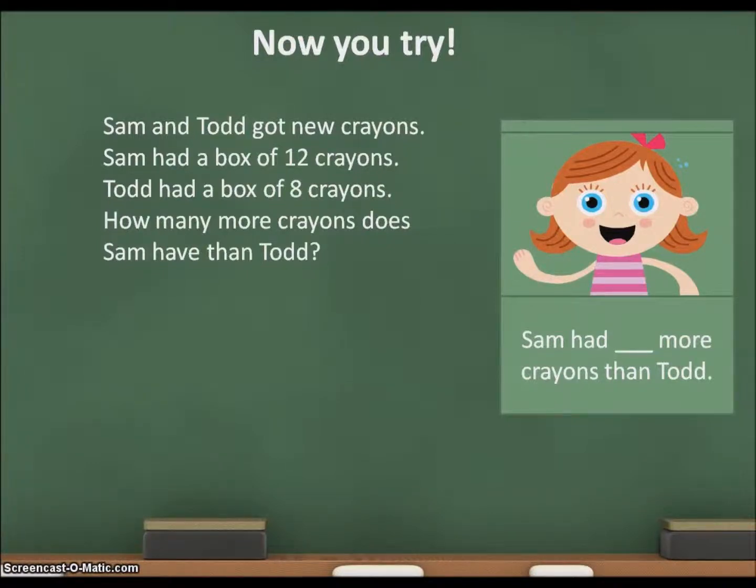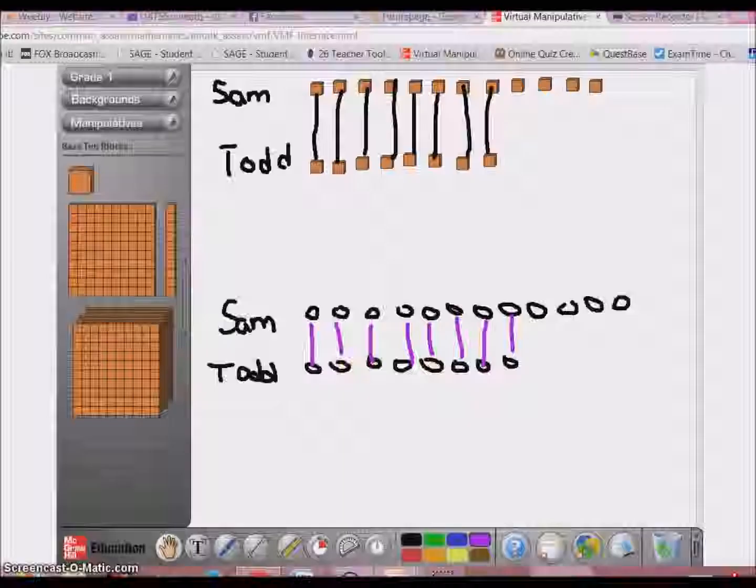Welcome back. Here is that tricky comparing problem again. Remember how I showed you to model it? Let's check first and see if we found the same important information. Sam had a box of 12 crayons. You should have also found that Todd had a box of 8 crayons. Now let's see if you remembered how to model this special kind of comparing problem.